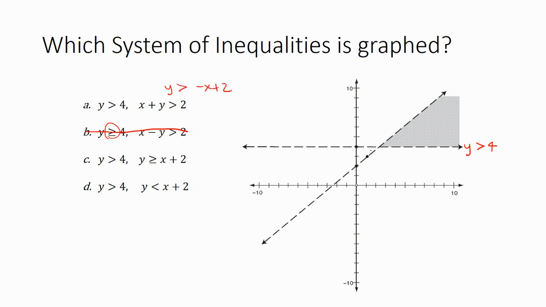Is that this line? No, because this is a negative slope, and this has positive slope. So it can't be this one. Could be these, but this is not a strict inequality, so it's got to be D. y is less than x plus 2. Less means below the line. And here's the y-intercept is 2 and up 1 over 1. So that's the slope here. So it's D. Okay.